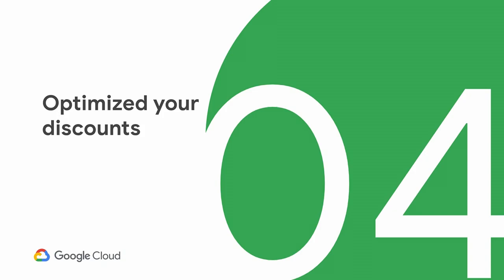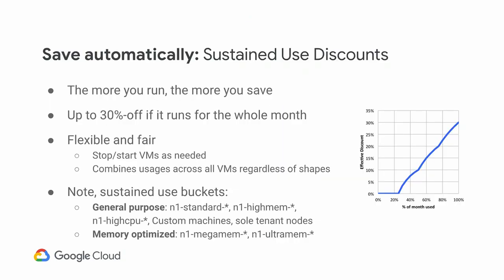Once you do that, then it's time to start thinking about, okay, now I've got this minimum amount of usage. How do I optimize the discounts available to me? So the first one, we've talked a little bit about it, but it's super simple and easy. It's sustained use discounts, and the basic premise here is the more you run, the more you save. Up to 30% off if you run the resource for the entire month.